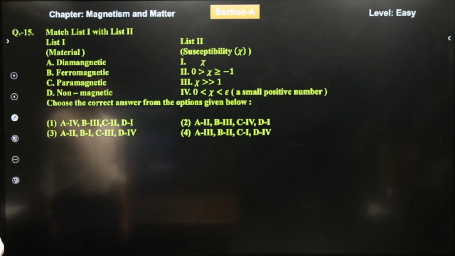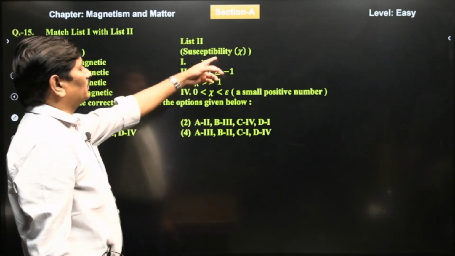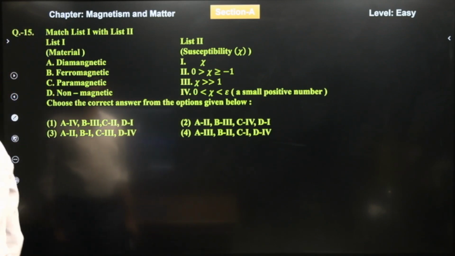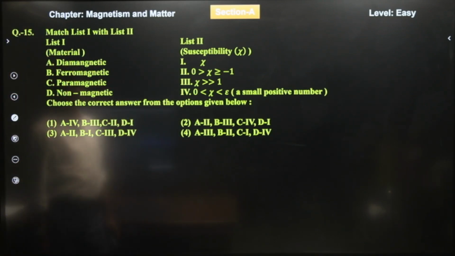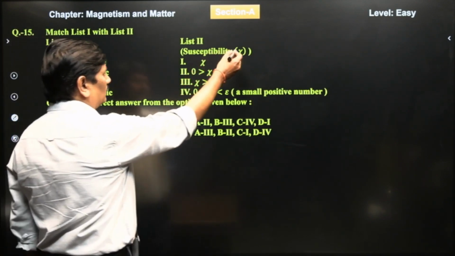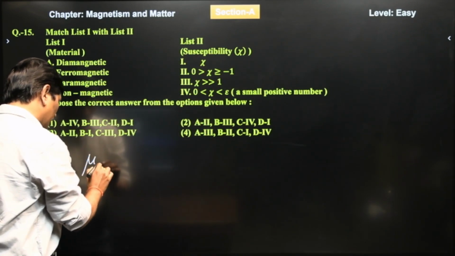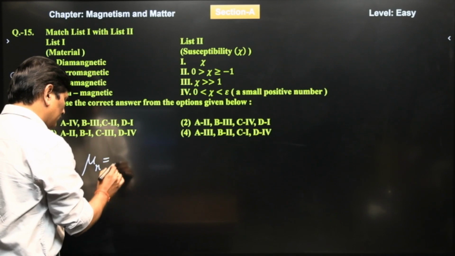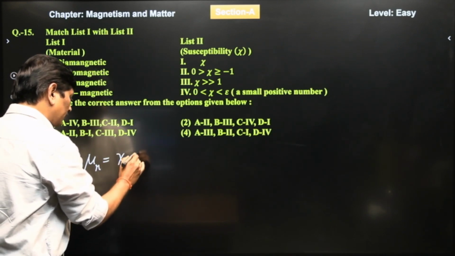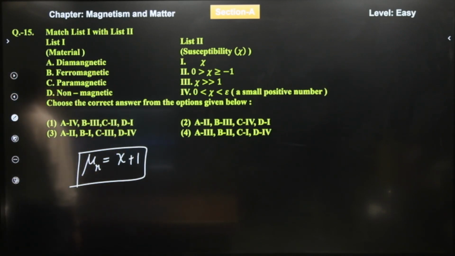Now, coming to the next question, magnetism and matter. It is a theory based question. You are given the material in list 1, susceptibility in the second list. You are given different materials: dia, ferro, para, non-magnetic. They are asking about the susceptibility, right? There is a relation in magnetism and matter. We have the standard relation: relative permeability is equal to susceptibility plus 1. Mu r is equal to xi plus 1.